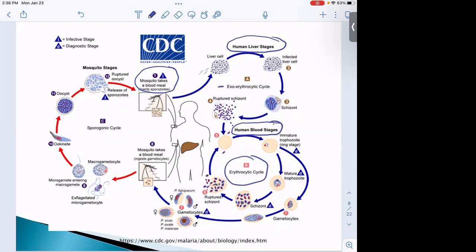The erythrocytic cycle. This is in human red blood cells. And this is where all the disease manifestations now are taking place. That cyclic pattern, the chills and the fever and all that. That's where damage is actually being done to the red blood cells. This is the trophozoite stage. This is where you have the motile feeding stage of the Plasmodium.